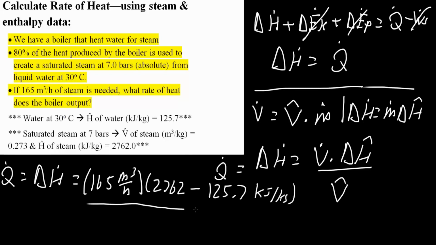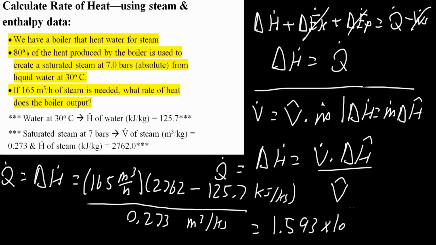Now we will divide by the specific volume. We only have one, which was for steam at 0.273 meters cubed per kilogram. So our answer would be 1.593 times 10 raised to 6 kilojoules per hour.